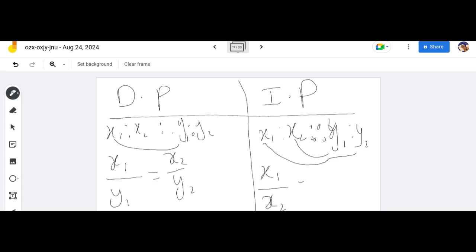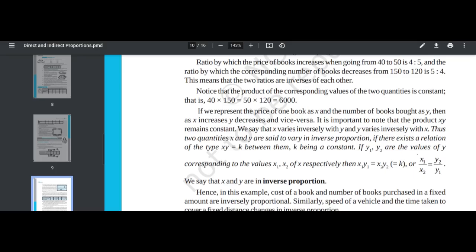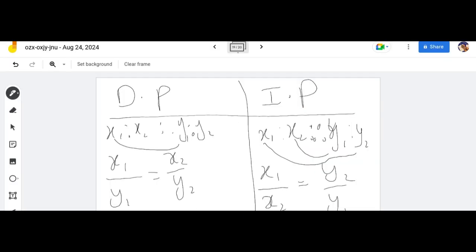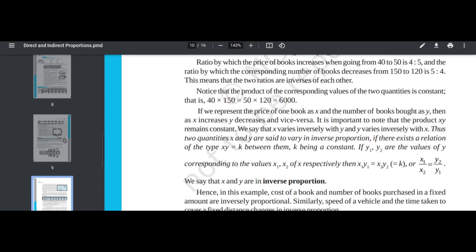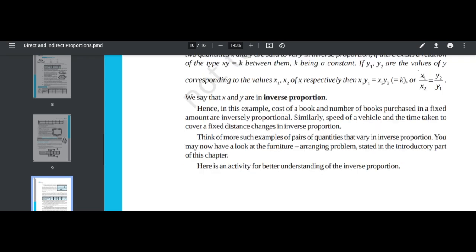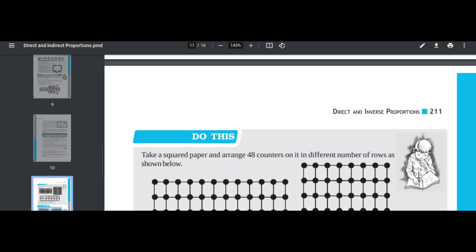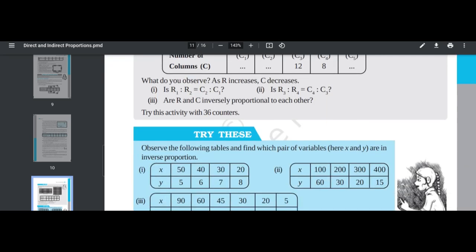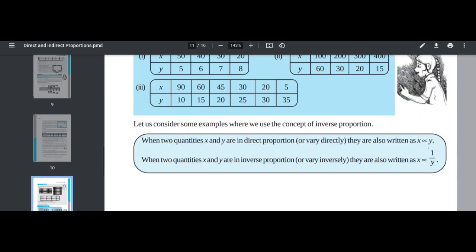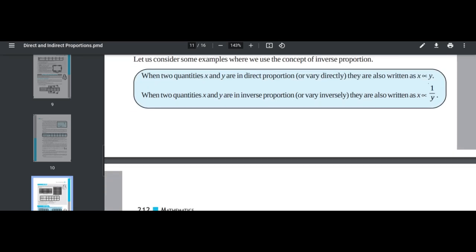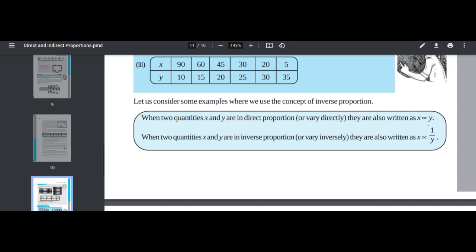x2 is equal to y2, y1, like this. I hope now you understood. Yes, ma'am. You have to write it down. Yeah, I wrote it down. Okay, now look on your book. This is the formula of inverse proportional. Any question? No, ma'am. Now we have done with the example. Now there are two blue boxes on page number 211 at the last of that page.